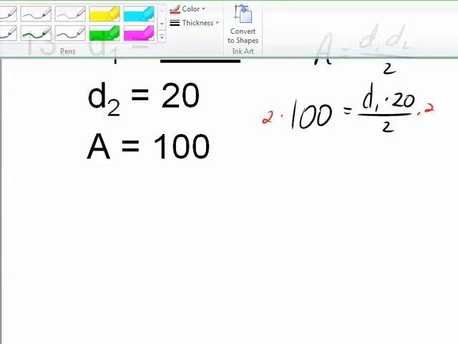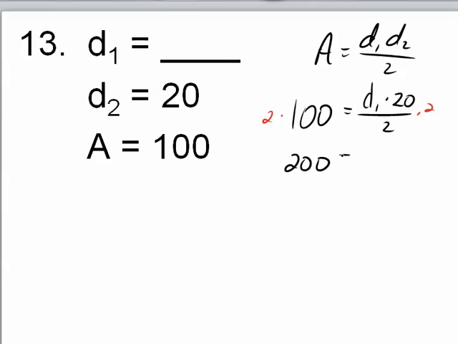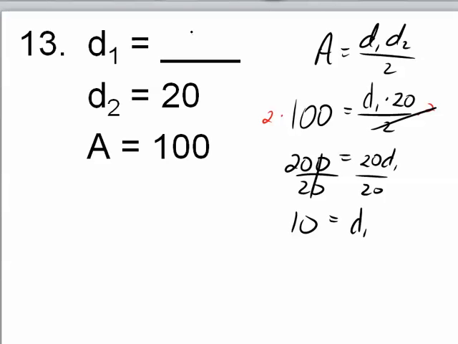So on the left, that will give me 200. On the right, remember, those just cancel. So 200 is 20 times D1. We'll divide by 20, and the length of the first diagonal is 10 units. So we can give you any part, just plug in what you know and solve for the missing piece.